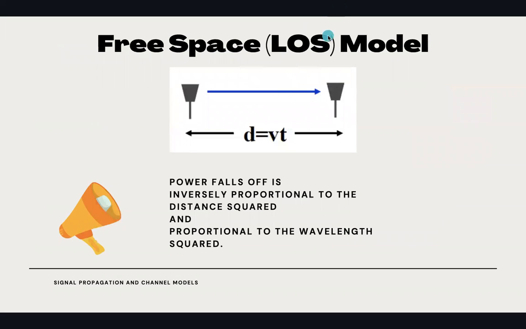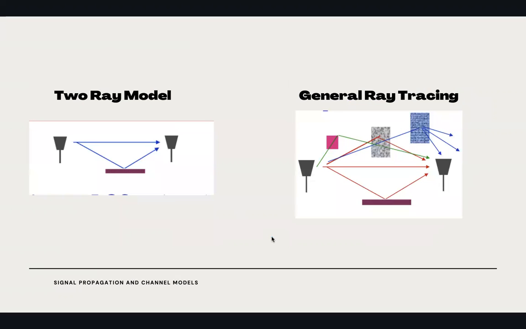Okay, so let's start with the free space model or the LOS model. The free space model describes the propagation of signal without any obstructions to the receiver, such as curvature of Earth or maybe some buildings. And in general, the power fall-off is inversely proportional to the distance squared, and it is proportional to the wavelength squared. And then there are two-ray models.